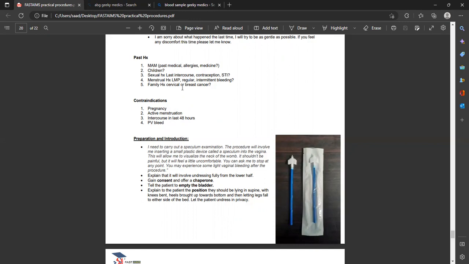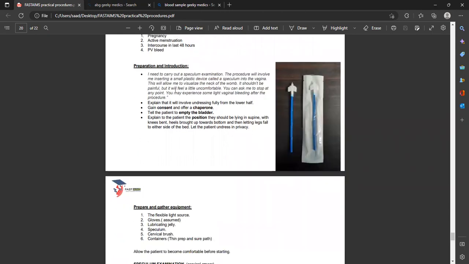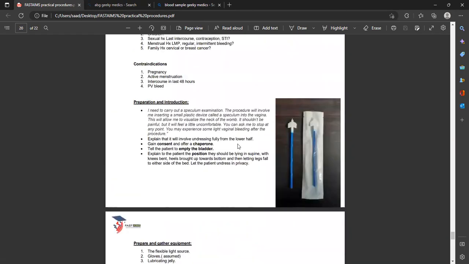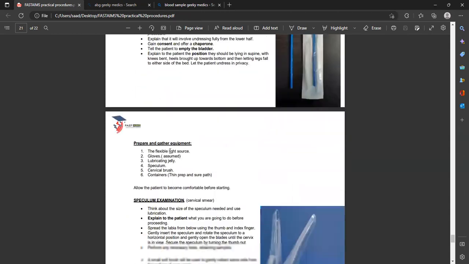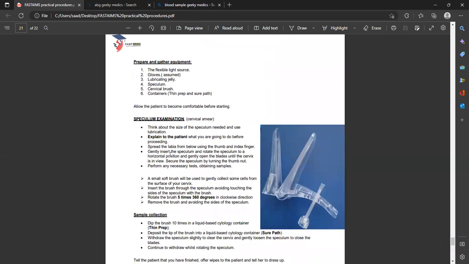Then family history of any cervical or breast cancer, because we are looking for any abnormalities in the cells. Then introduce what we are going to do now. It's a speculum examination, which involves inserting a small plastic device. This is the speculum, these are the blades, and this is the nob. After explaining, take consent, say a chaperone will be provided, ask the patient to empty the bladder, gather your equipment and perform the speculum examination.